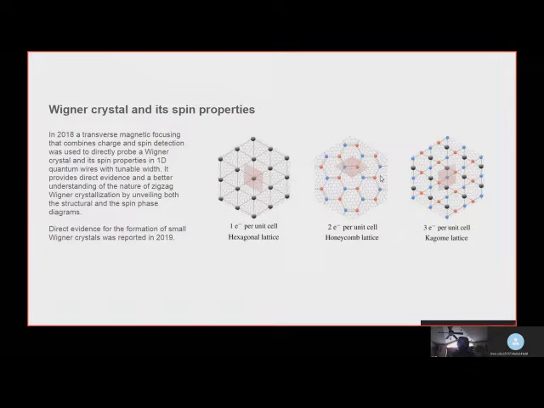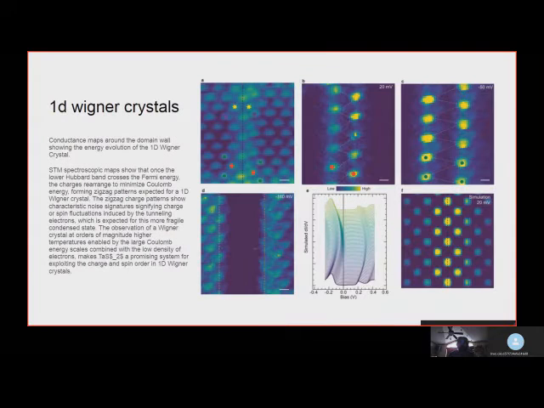So we're seeing that there's a structure and then a substructure and then a substructure. Like there is this metastructure, metadata. There's a fractal structure of the fractal structure here. So here we go, and we're seeing that it's in 1D and 2D and 3D, and we'll get into the Dougherty set here in a minute. 1D Wigner crystals. Conductance maps around the domain wall showing the energy evolution of a 1D Wigner crystal. That's what we're looking at here.